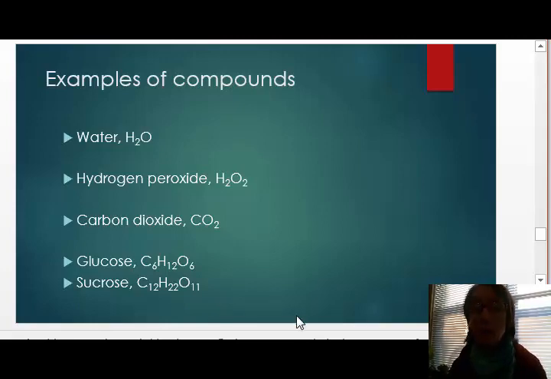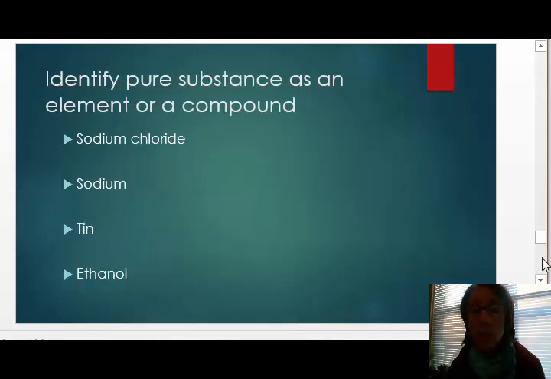If a chemical formula exists for a substance and there's more than 1 element in that chemical formula, the chemical is a compound. Take a look at these pure substances and identify each as an element or a compound. Pause the video a few seconds to do this.